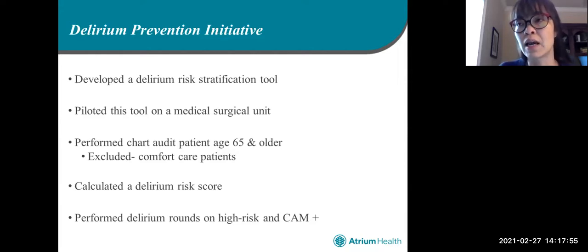High risk means the patient has 4 or more risk factors, medium risk is 2 to 3 risk factors, and low risk is 0 to 1. I also round on patients who have a positive CAM. That includes patients with all the CAM features, or patients with only 1 or 2 features who are not fully delirious based on the nursing documentation. And I round on any patient for whom the physician documented altered mental status, to make sure these patients don't have delirium.